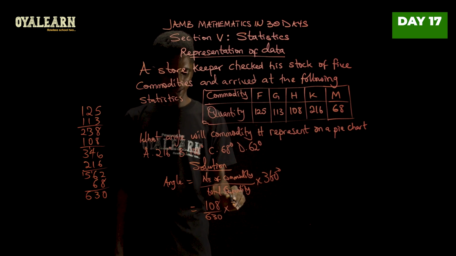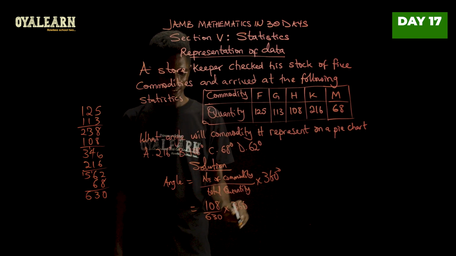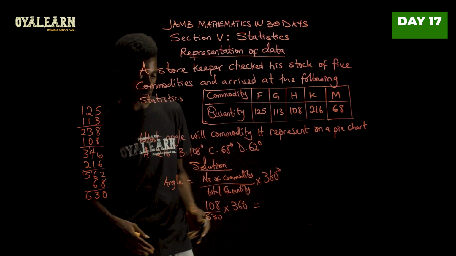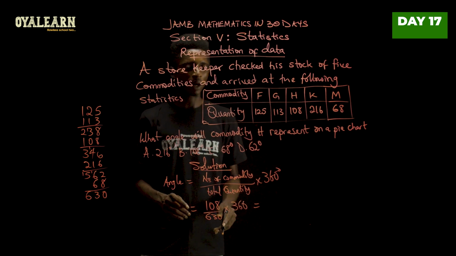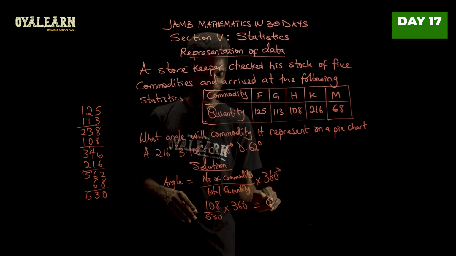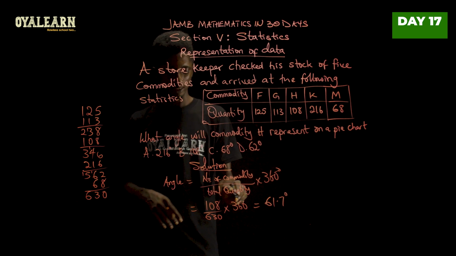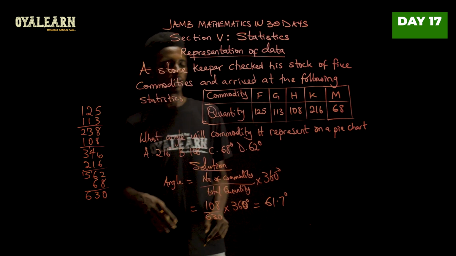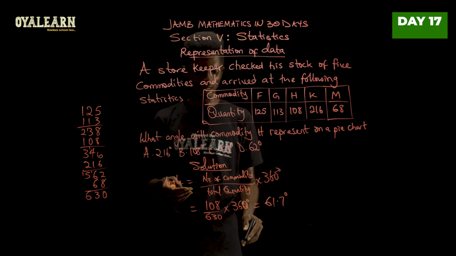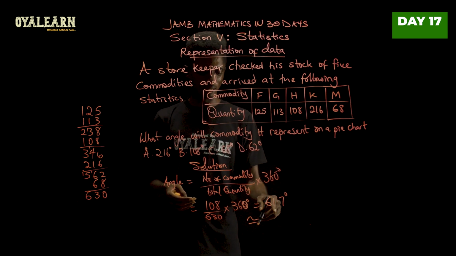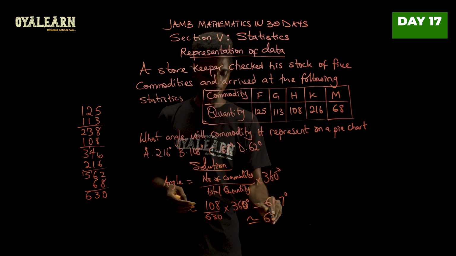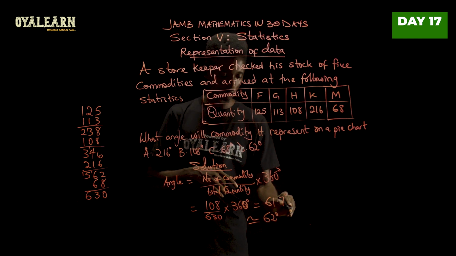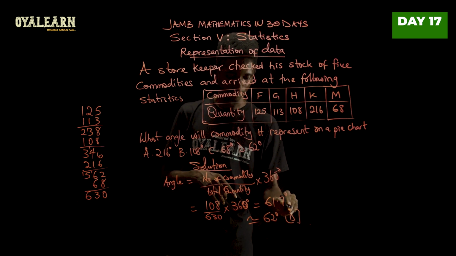Then we'll multiply this by 360. Now you can do this with your calculator for speed. And when you do it, you're going to get 61.7 degrees. Take note, this is 360 degrees. Since the answers are provided to the nearest whole number, we'll approximate this to 62 degrees. So the correct option is D.